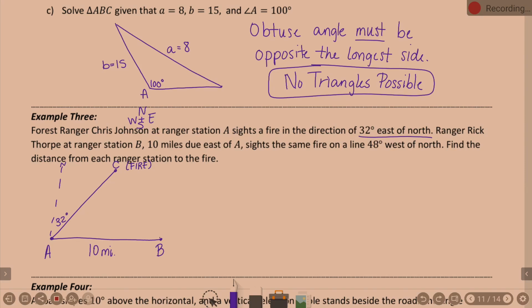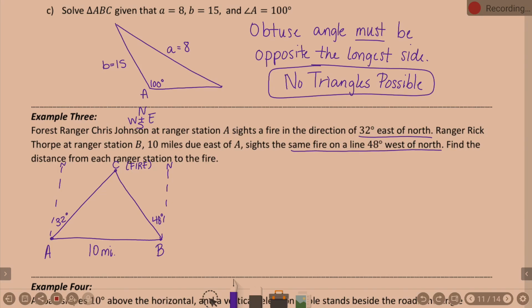From fire station B, the same fire, 48 degrees west of north. So from here, he sights the same fire, so there's his line of sight, west of north. So north is looking directly up on the paper. To the west is to the left of it, and so that 48 degrees is that right there. Okay.